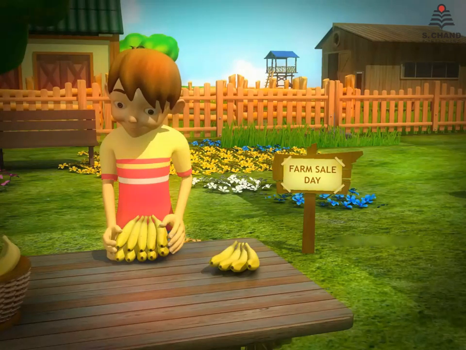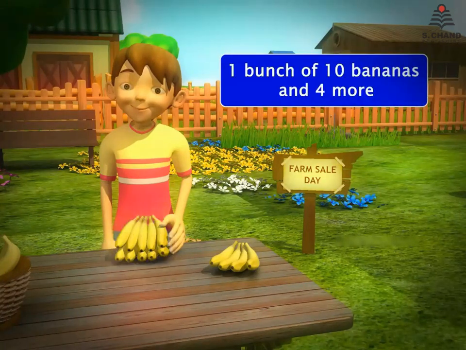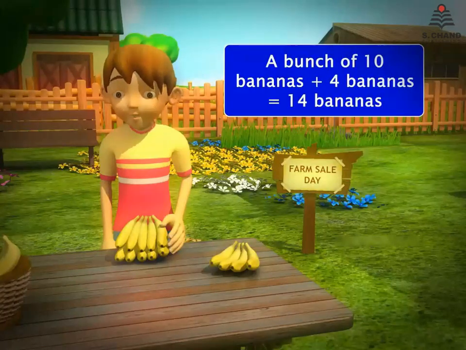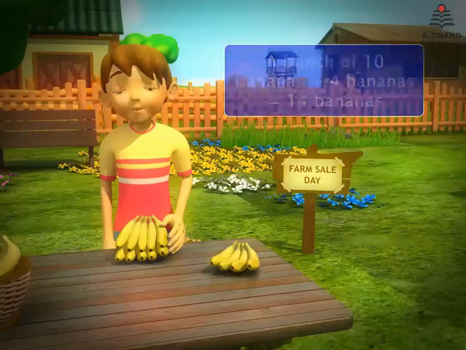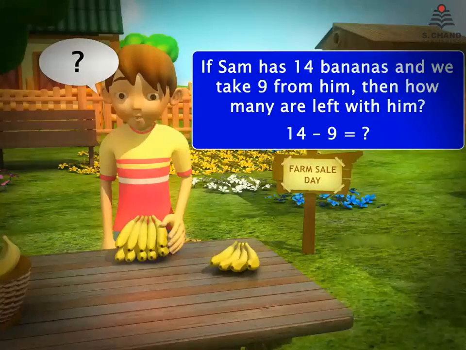Now, let's take some bananas. How many bananas have you got, Sam? Sam has a bunch of 10 bananas and 4 more bananas. How many bananas does that make in all? If you said 14 bananas, you are absolutely correct. Let's take away 9 bananas from Sam. How many bananas are left with him? To find the answer, we have to subtract 9 from 14. Let's do that by regrouping.